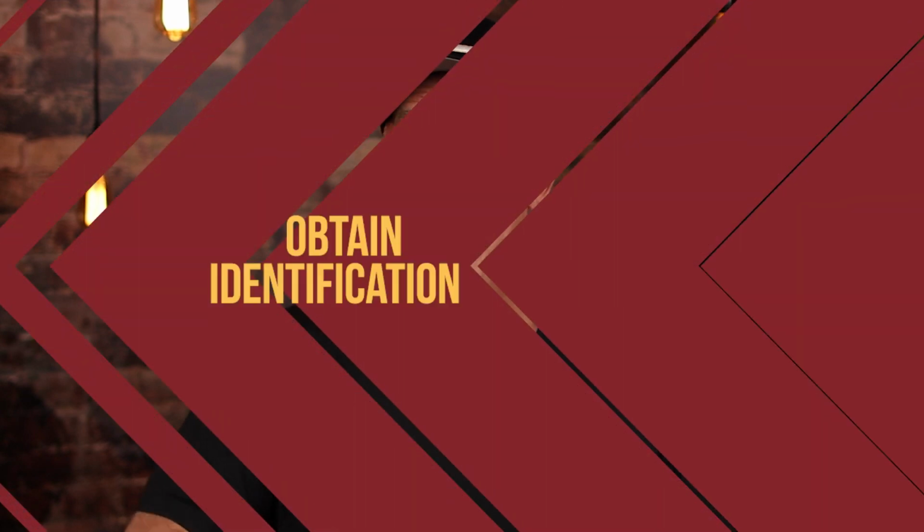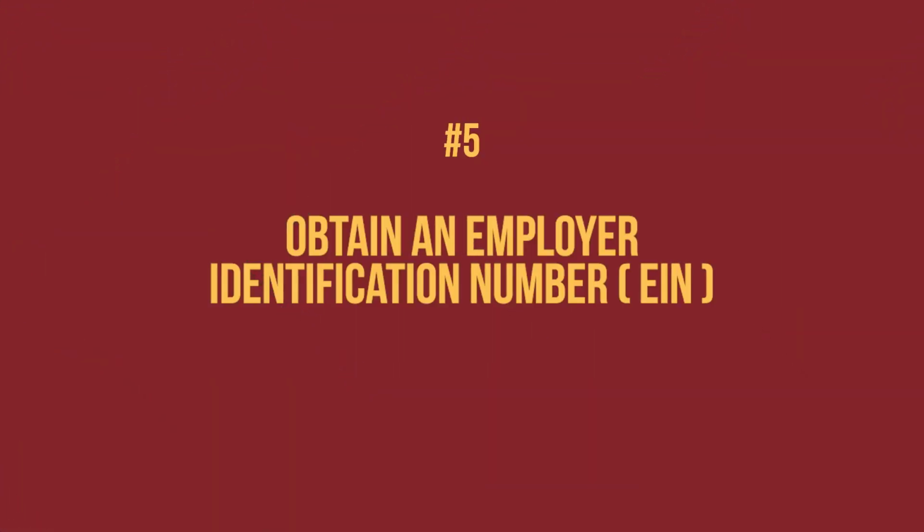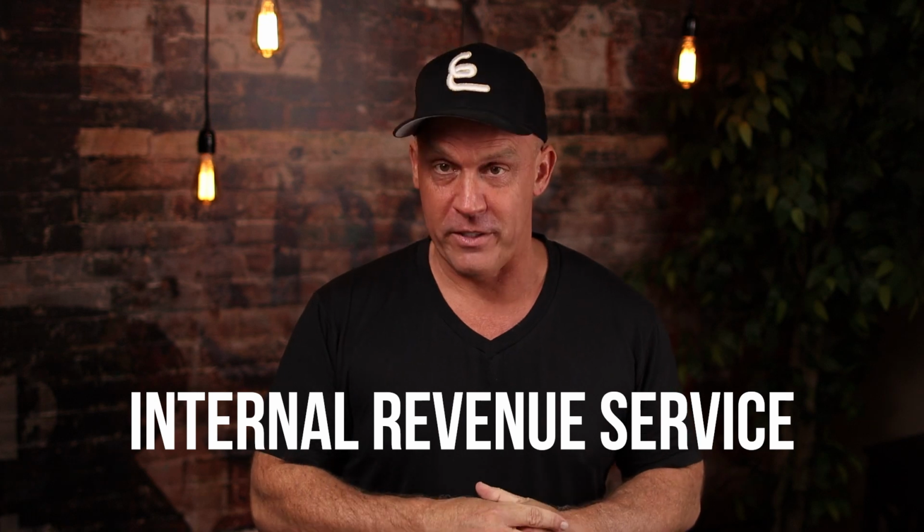Number 5. Obtain an employer identification number, an EIN. This is a 9-digit number issued by our favorite organization, the IRS, the Internal Revenue Service. The EIN is used to identify a company with employees on many important legal documents, including taxes. You can usually obtain an EIN directly from the IRS for no fee through a variety of ways, like through email, through phone, or maybe even in person.